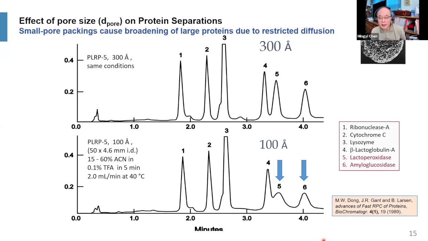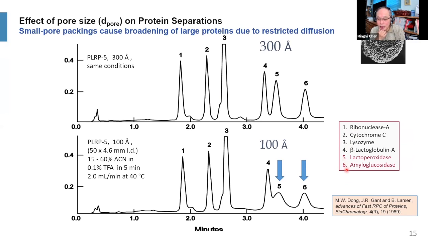Okay, this is actually one of my last slides. The effective pore size, right? So here I'm doing a separation of protein. It's called fast protein chromatography. This reference came from 1989, right? So it's a pretty old reference, published in Biochromatography, which is no longer active. This magazine is obsolete. And so I'm separating 6 protein standards.